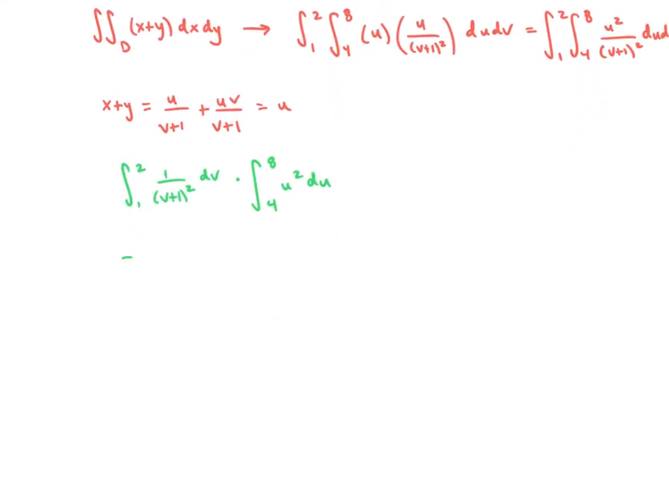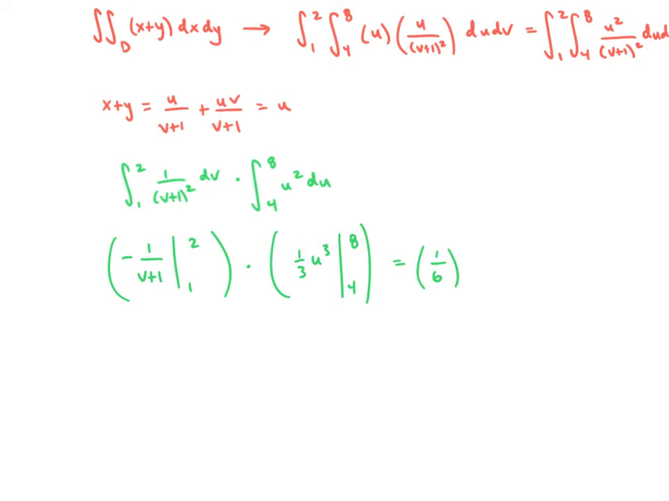So that's going to give us negative 1 over v plus 1, evaluated from 1 to 2. And then we're going to multiply by 1/3 u cubed from 4 to 8. And I just used a calculator here. So we have 1/6 for that first one times 448 divided by 3. And that simplifies to 448 divided by 18, which we can reduce to 224 over 9. All right, there you go. That's example 4.